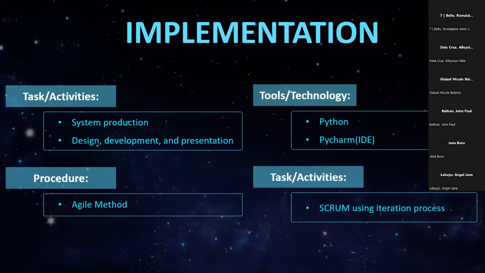Next is the implementation of the program. First, our tasks and activities are the system production and design, development, and presentation of the simulation. Next, the tools and technology we used for developing the app are Python and PyCharm as an IDE. Next, our procedure for the project is using the Agile Scrum method, and for the task process control, it is Scrum using an iteration process.